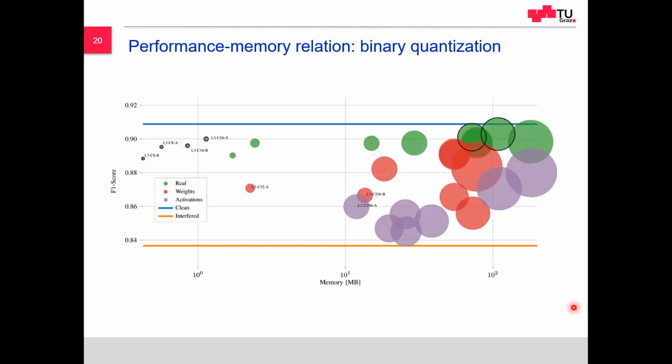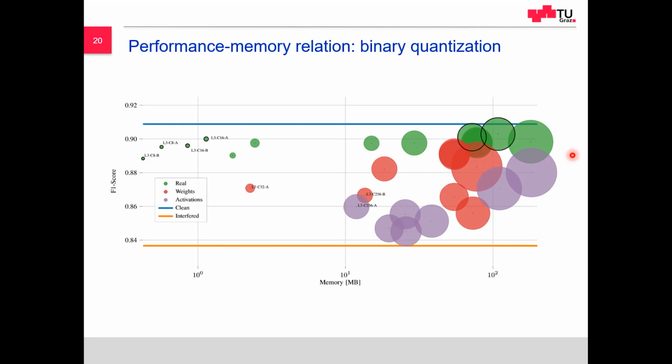And here we have the performance to memory relation of binary quantization. On the x-axis, we have the memory in a logarithmic scale, given in megabytes. And on the y-axis, we have the F1 score, which is our performance. So the higher, the better. And as reference, we have the F1 score of the clean and the interfered data with the blue and orange lines. And we have three categories of binarized models.